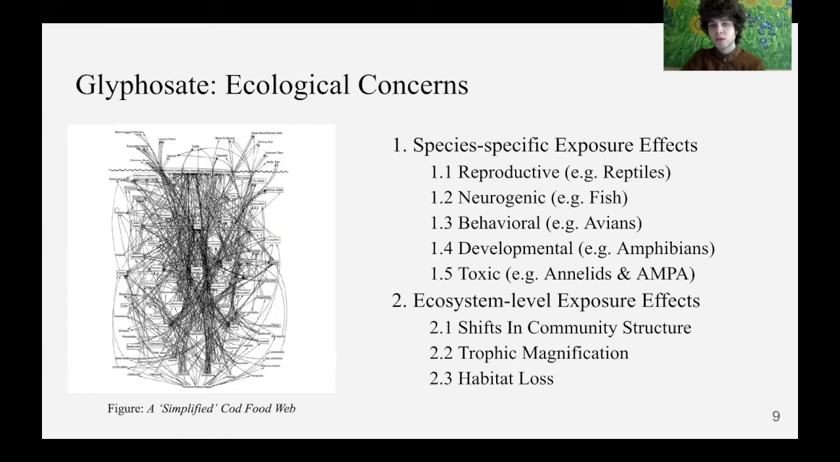So for the ecological concerns, you have the species level effects, which include the reproductive, neurogenic, behavioral, and toxic effects, as well as the more system level, you have the shifts in community structure, trophic modification, as well as habitat loss.